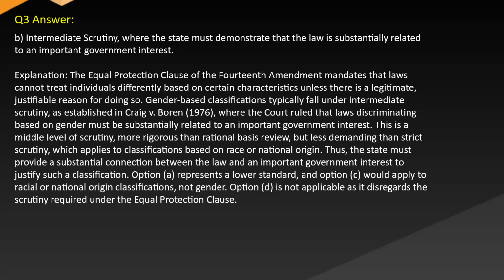Option A represents a lower standard, and option C would apply to racial or national origin classifications, not gender. Option D is not applicable as it disregards the scrutiny required under the Equal Protection Clause.